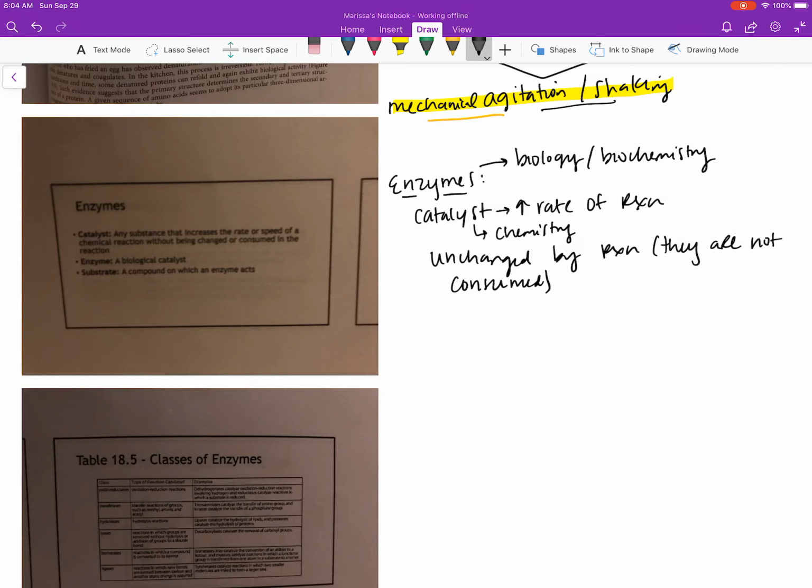So the enzyme is a biological catalyst, kind of what we said up here, and the substrate is where or who the enzyme reacts with. So it says a compound on which an enzyme acts. Okay, so we have enzyme and substrate. That is our reactants. Remember back to reactants and products.